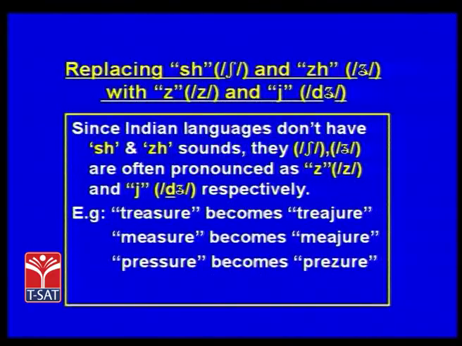There is also a replacement of sh and j with z and j. Why does this happen? This happens because most of our Indian languages do not have these sounds, as I mentioned in the lesson on consonant sounds. Treasure, for instance, becomes treasure. Measure becomes measure. Pressure becomes pressure. We talk about pressure cookers and not pressure cookers. What a world of difference it makes.